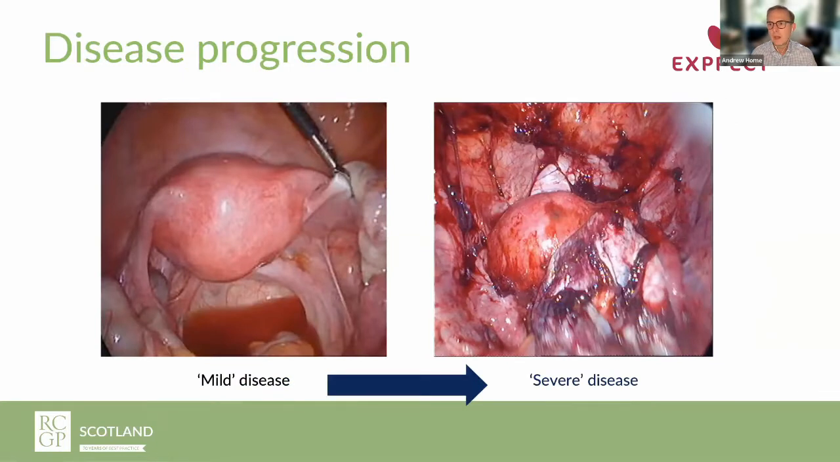The other thing that we don't really understand is whether or not it's a progressive disease. So does mild disease progress into severe disease? And that's partly because we don't really know the natural history of the condition, because there aren't studies which have followed up patients in the long term.